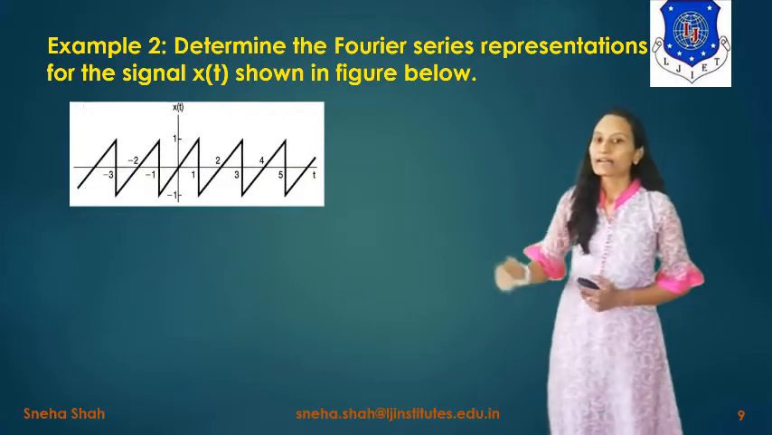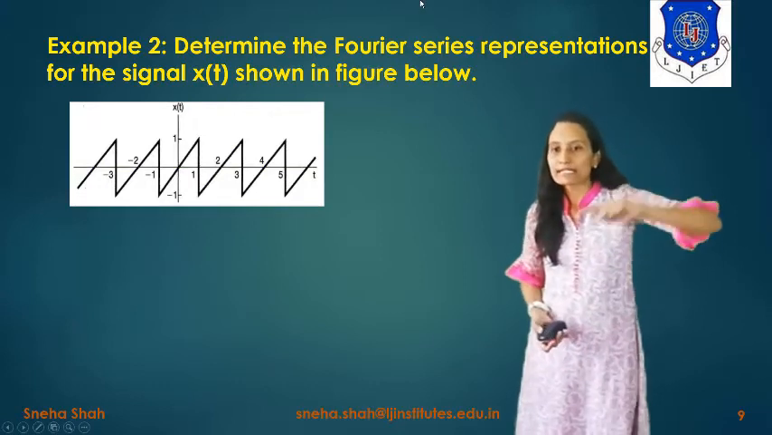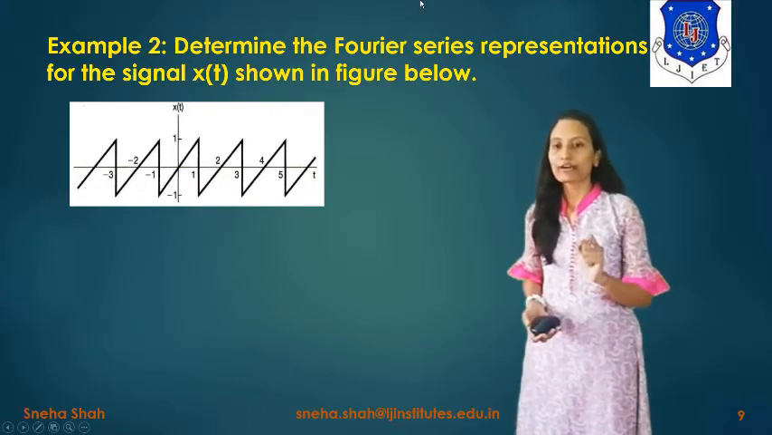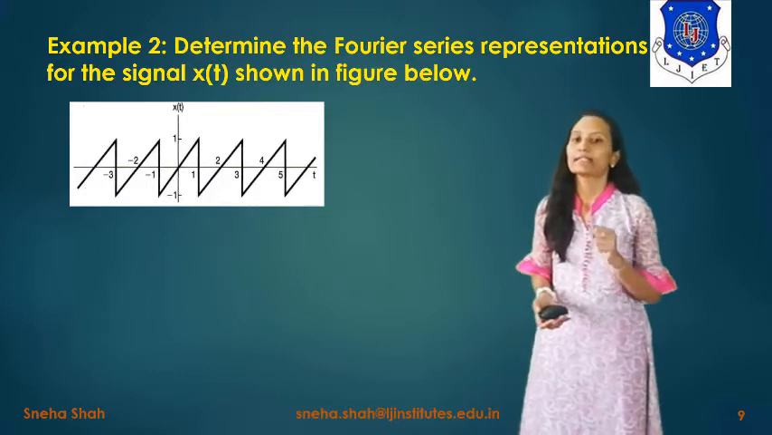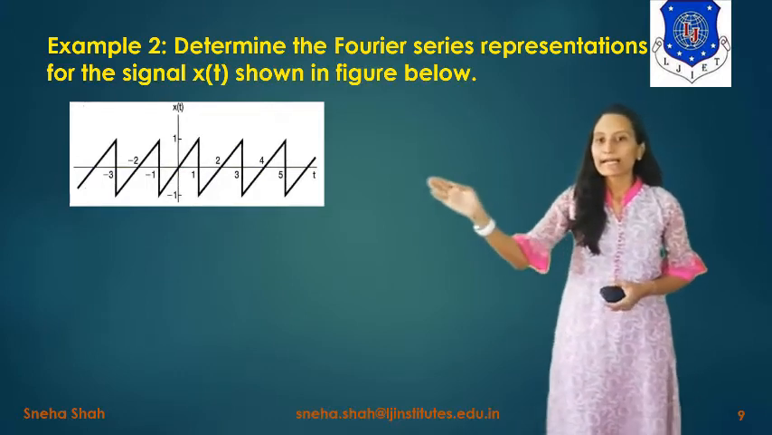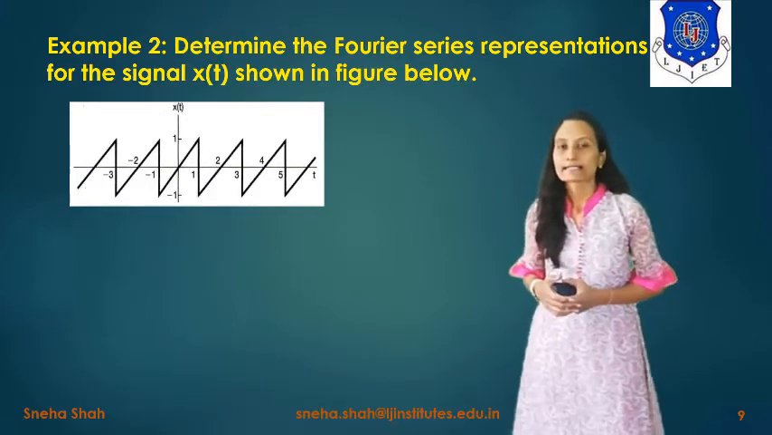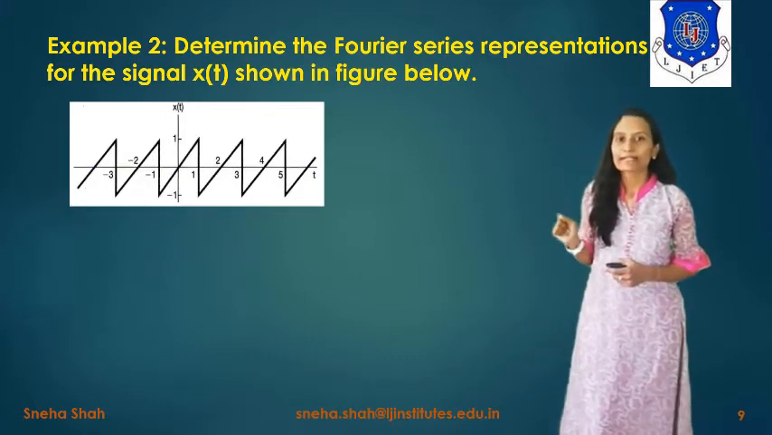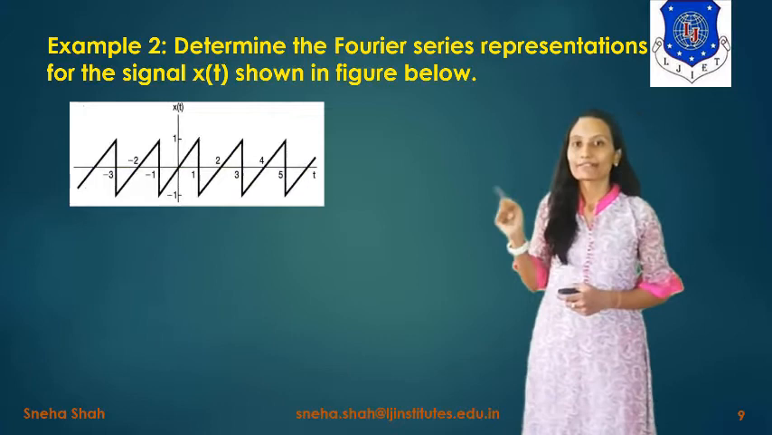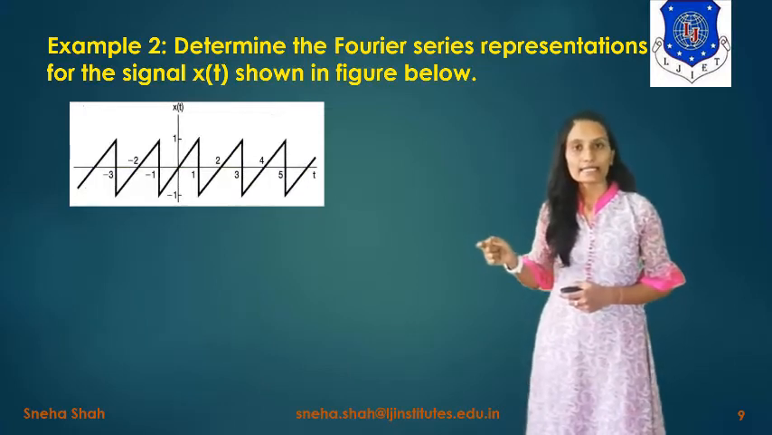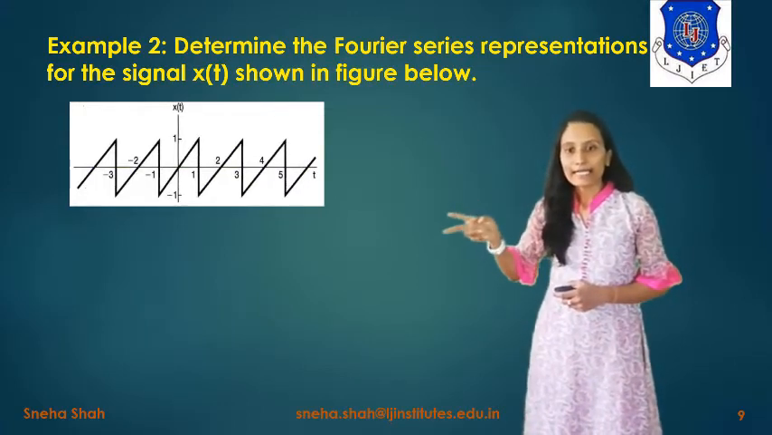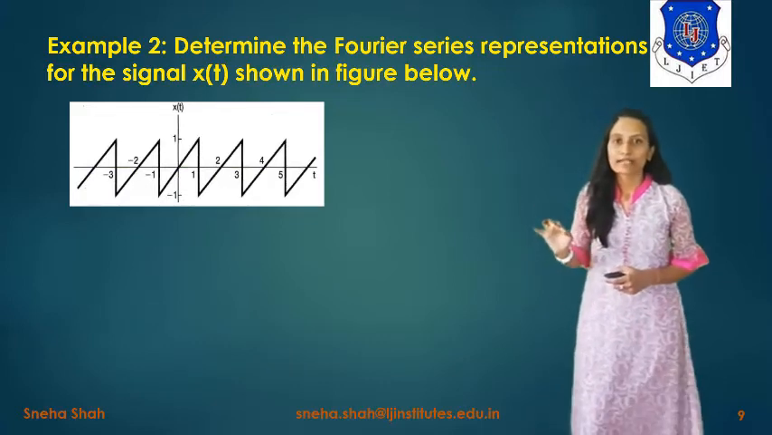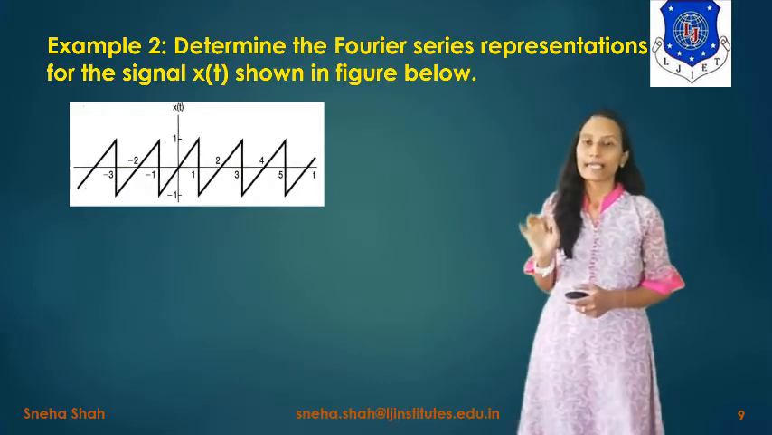Now from this graph you can see that on the positive side it is in the increasing form and on the negative side it is in the decreasing form. So this kind of signal we consider as an odd symmetrical signal. And if it is an odd symmetrical signal, and we apply the waveform symmetry, you can see that the value of a0 and an equals 0, so we just have to find out the value of bn.